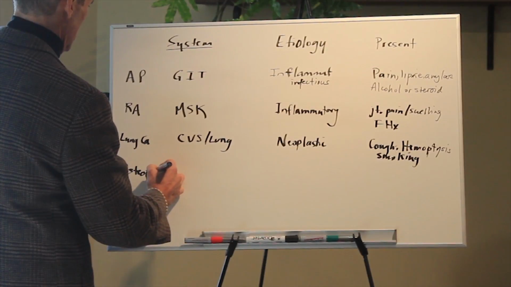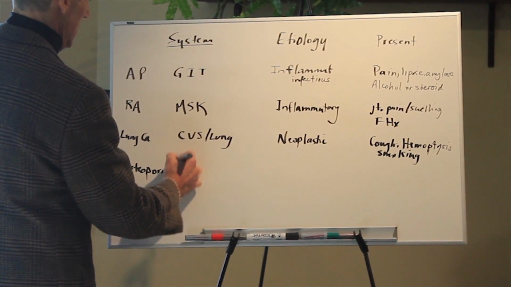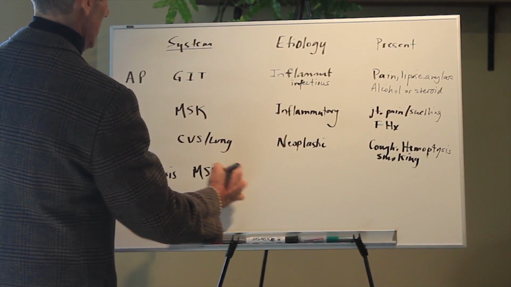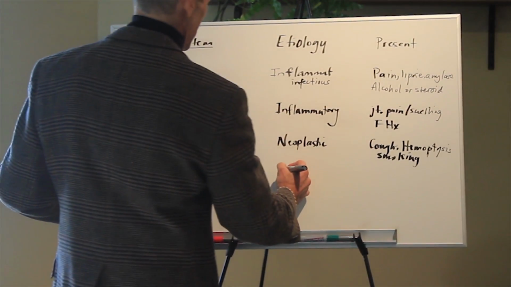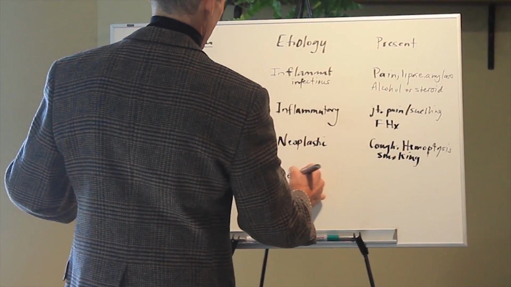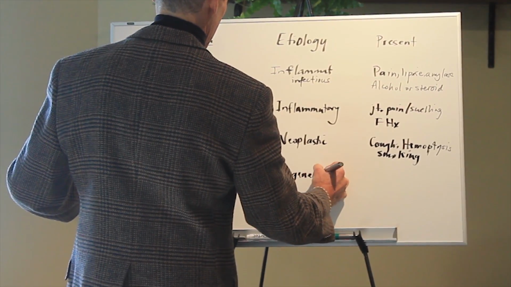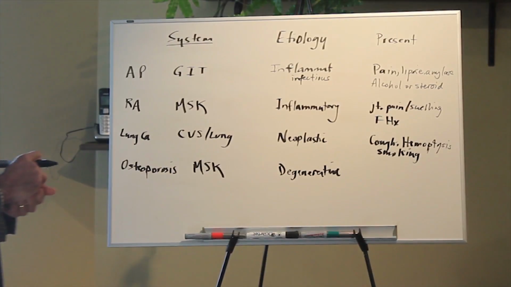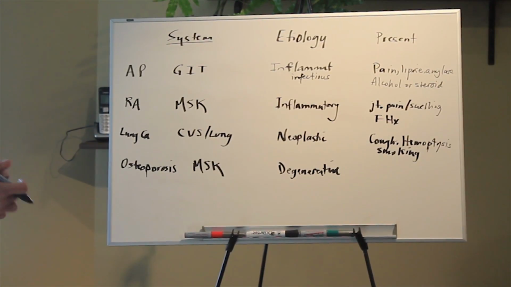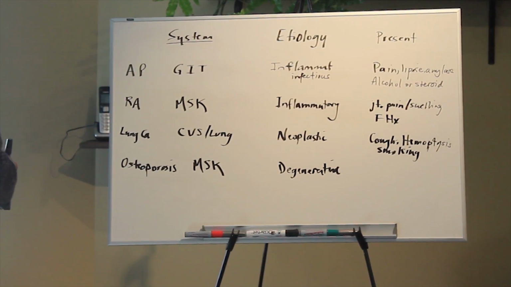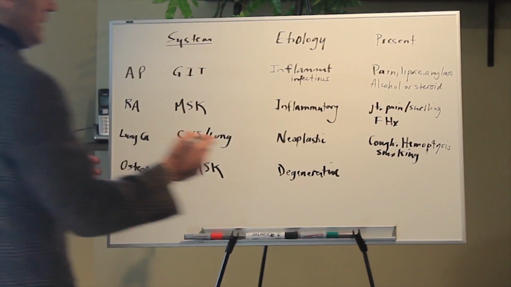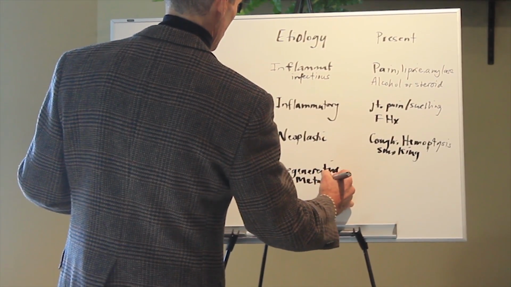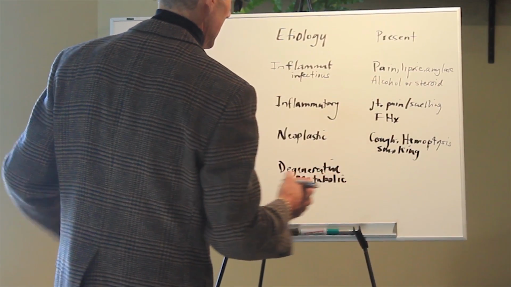Osteoporosis again involves the musculoskeletal system. It would be a degenerative etiology, as bone mineral is being leached and lost out of the bones. It has a metabolic component to it because we're losing calcium primarily and some phosphate.